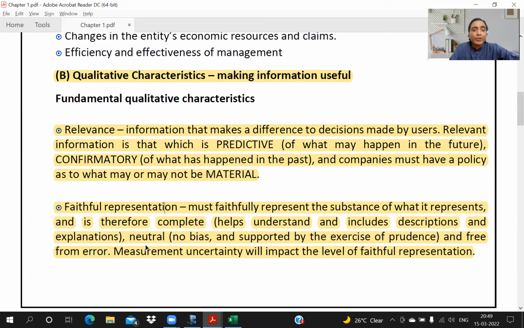Second, they should be neutral, which means no bias and supported by the exercise of prudence. Okay, now your financial statements have to be neutral. Neutral financial statements. That means there should not be any management bias. Any example of management bias? What do you mean by management bias?